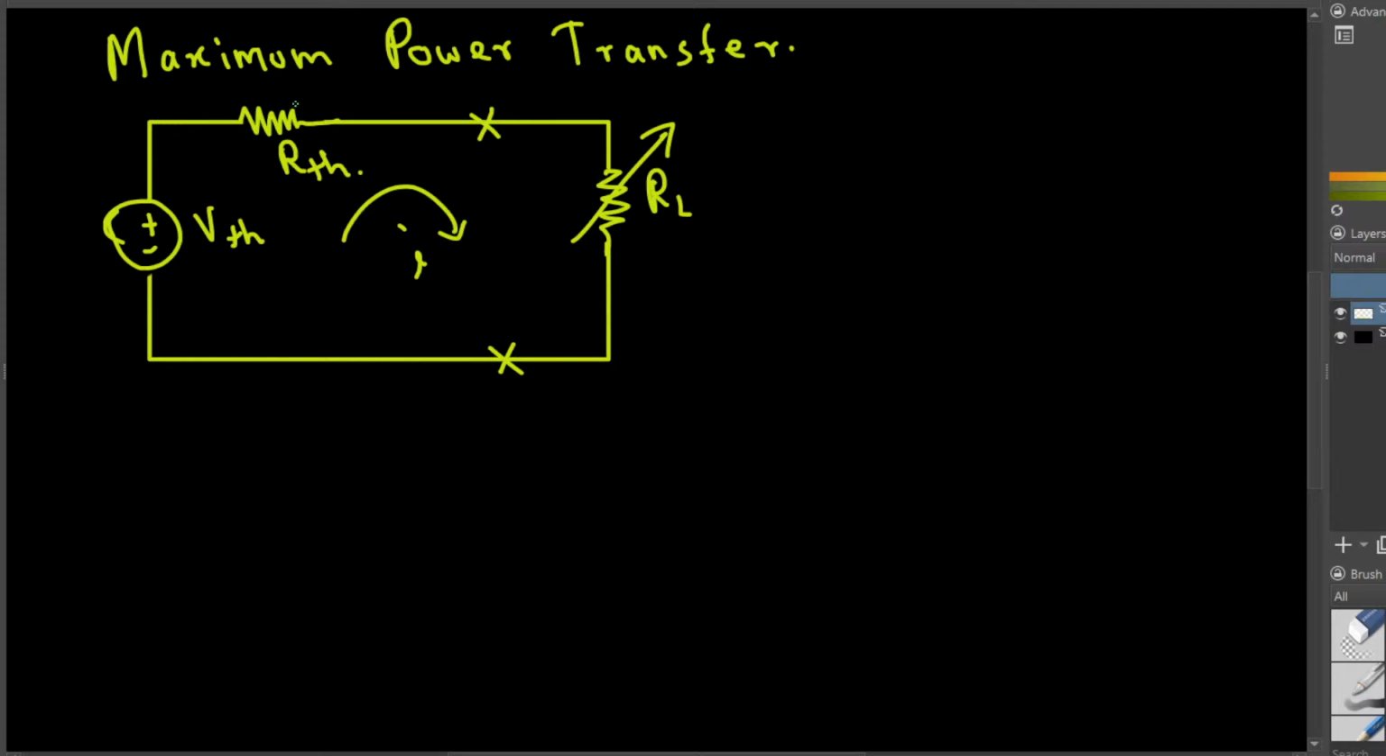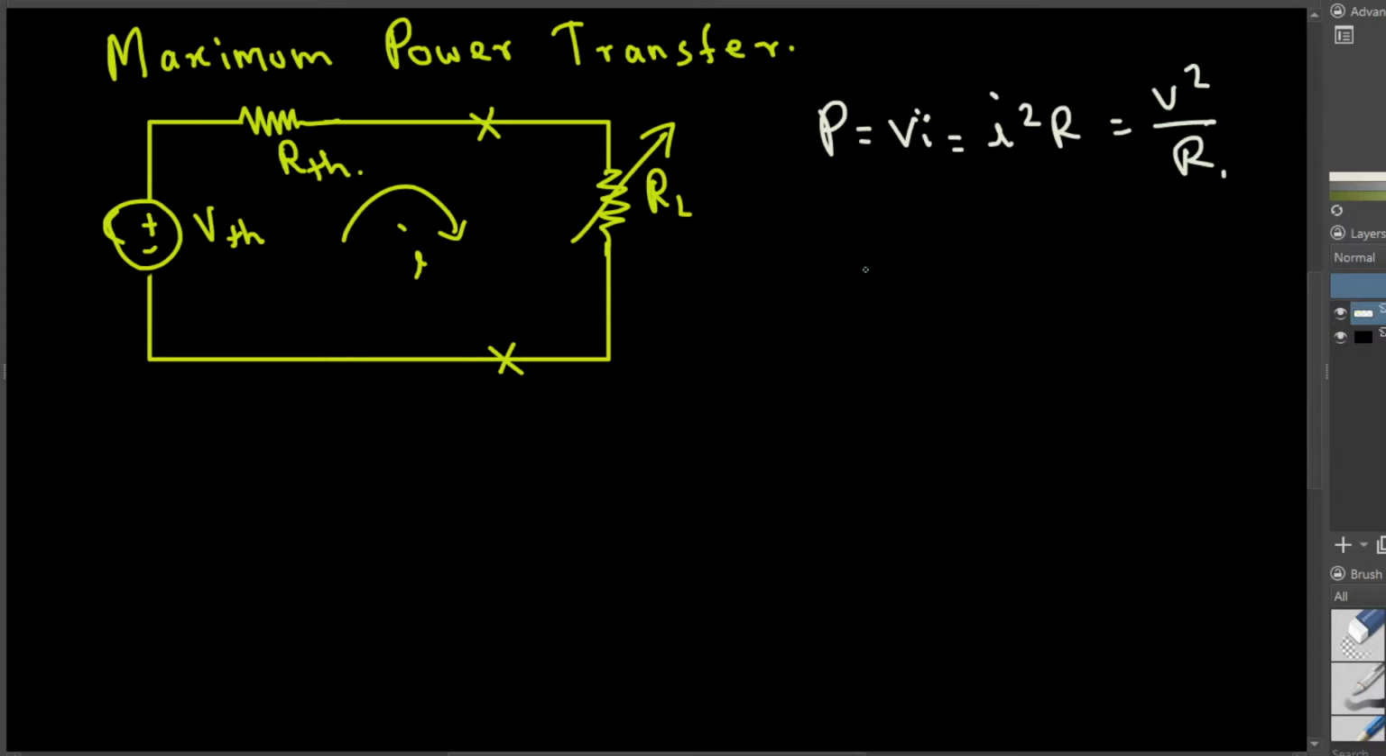How to calculate the maximum power transfer through the load resistor. Now to find this out, first we have to know the power equation. Power is given by P = V times I. And if you apply Ohm's law, you can rearrange this and make it I squared R, or you can also write it as V squared divided by R.